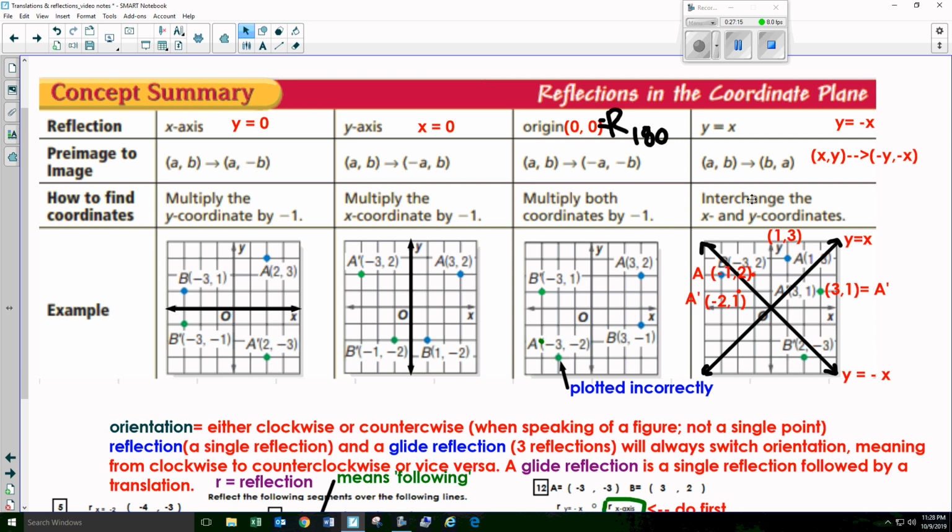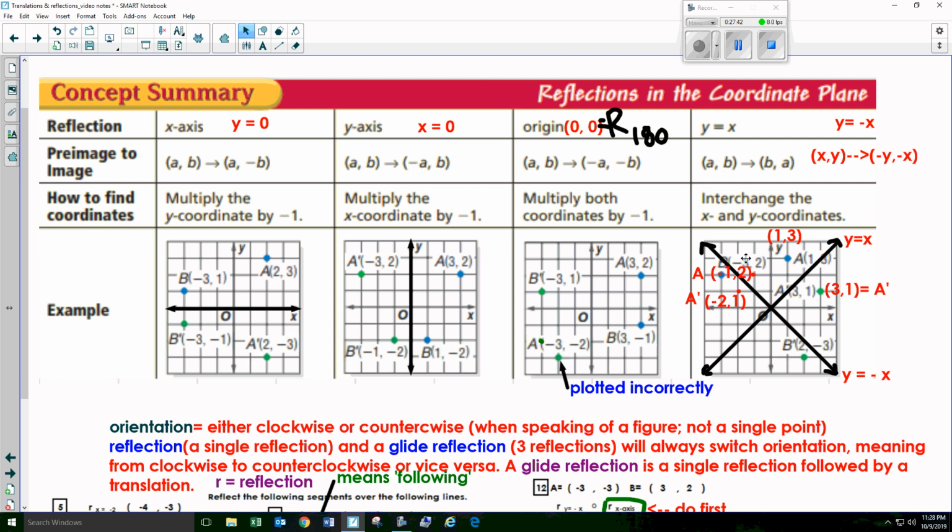Okay, next one is y equals x. Y equals x, the most famous line in math. What you see here, xy becomes yx. They just switch the x and y coordinates. So here's an example: 1, 3. I blew it up because I wanted to put the line in here. You can't really see the 1, 3, so I wrote it up here. When I reflect 1, 3 over this line, it lands right here, and that is 3, 1. You see the x and y just get switched.